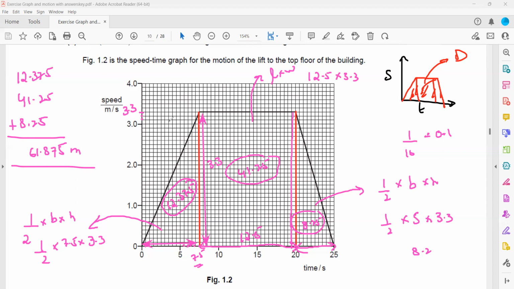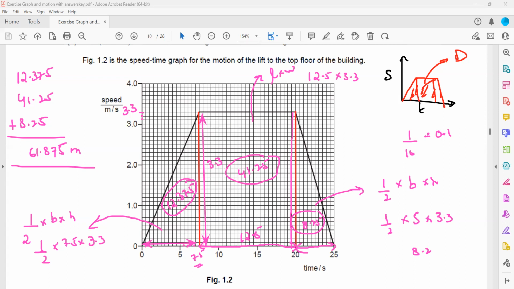Is it clear? That is how we work out the distance travelled from a speed time graph. Does anyone have a doubt or a question? For a speed time graph, you always take the area under the graph to calculate the distance travelled.